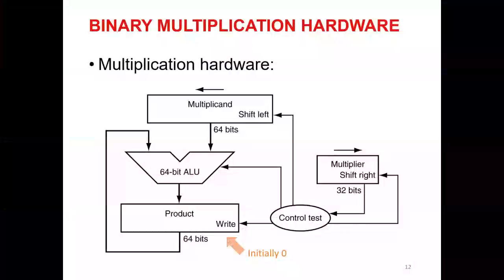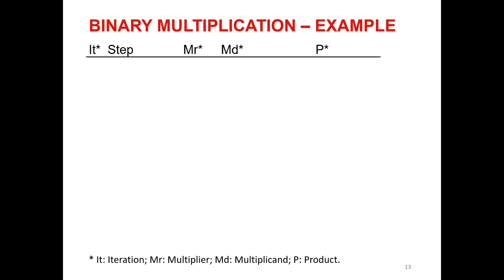So let's do an example using this algorithm. Instead of doing it like before, using the way that humans multiply numbers, now we are going to use this algorithm. Here we have the initial values. First we check the first digit of the multiplier. We see that it's 1.